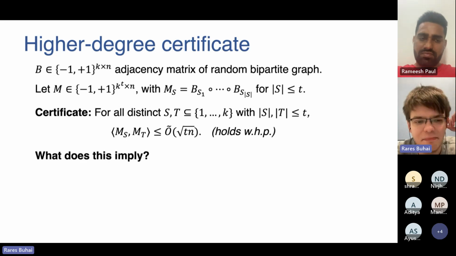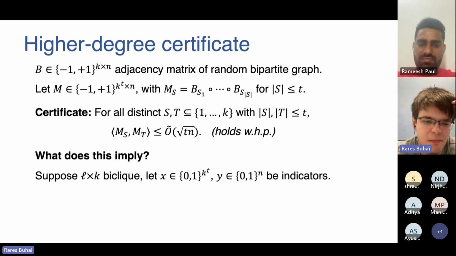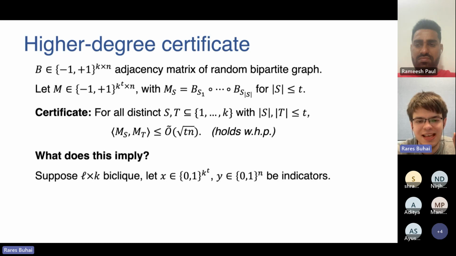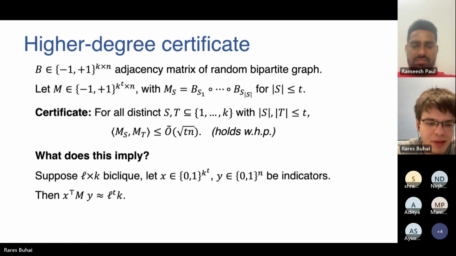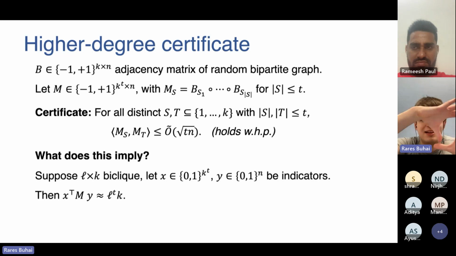So let's see what this implies. Suppose again that you have an L by k biclique, and let x and y be its indicators. So y is still the indicator of the vertices on the right-hand side, but x is now an indicator of the sets of size at most t that are part of the biclique. So you take all the subsets of this L-sized set, and x needs to be one at all those subsets. Of course, only the subsets of size at most t, because that's how we defined it. So then x transpose My is going to be L to the t times k, roughly. And that's because the left-hand side of the biclique has L vertices. So how many subsets of size at most t are there in a set of L elements? Well, roughly L to the t.